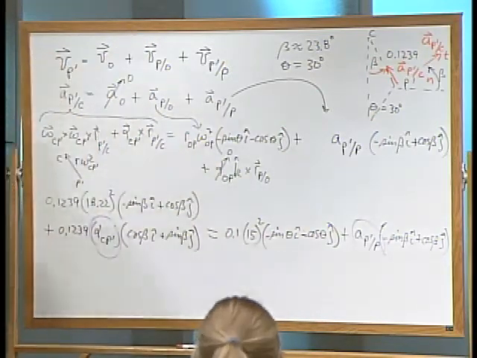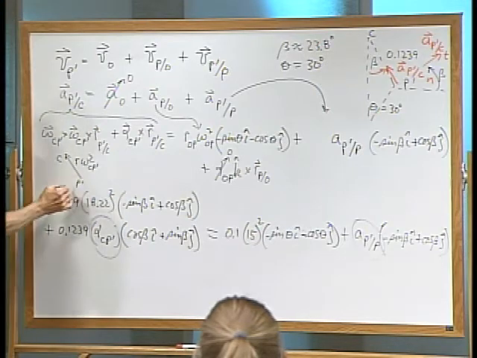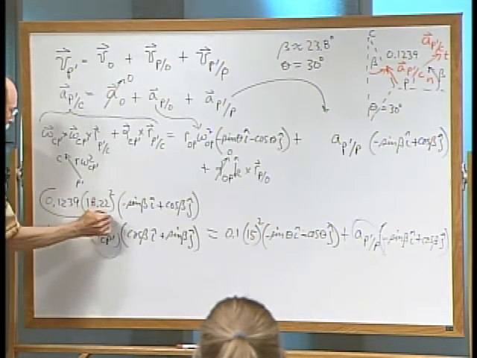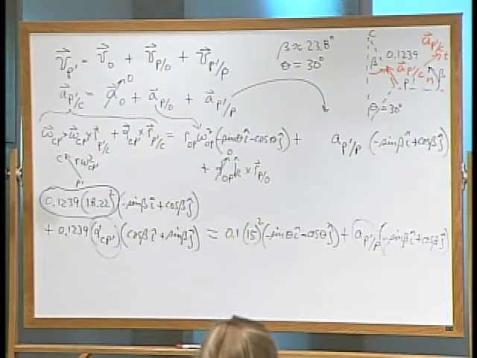I think what I'll do is come back over here and take a little bit of space to make sure we have the different components. So what is this value right here? Somebody punch that for me. 0.1239, 18.22 squared.